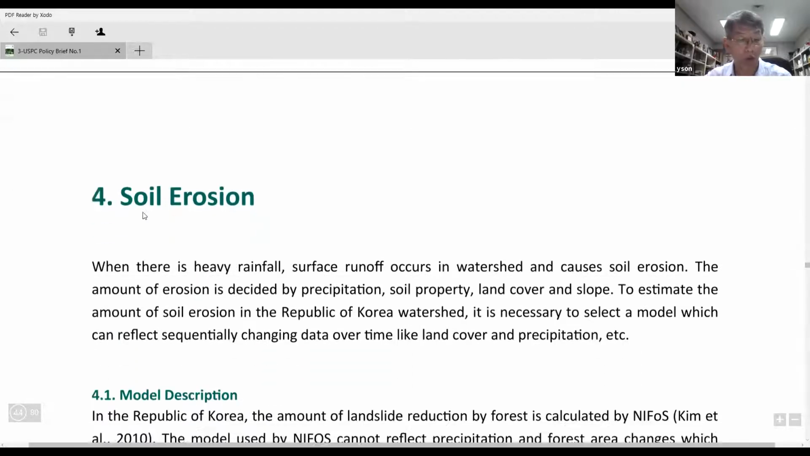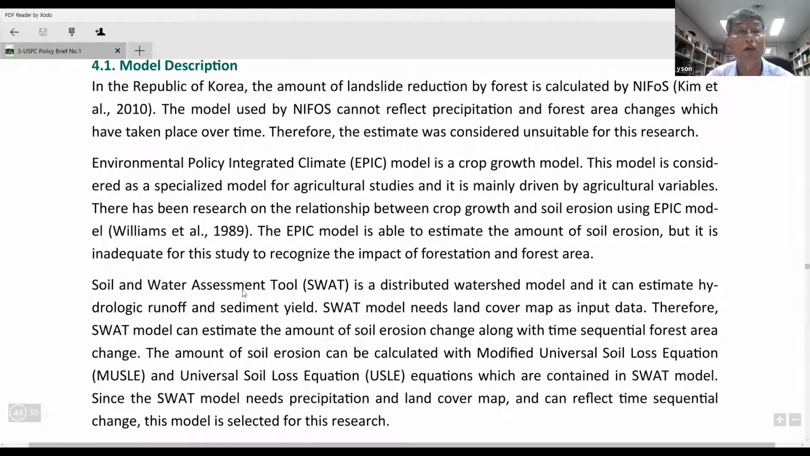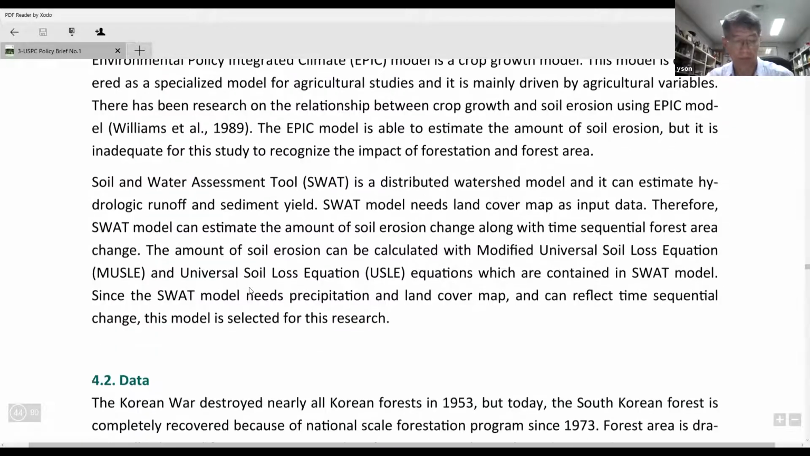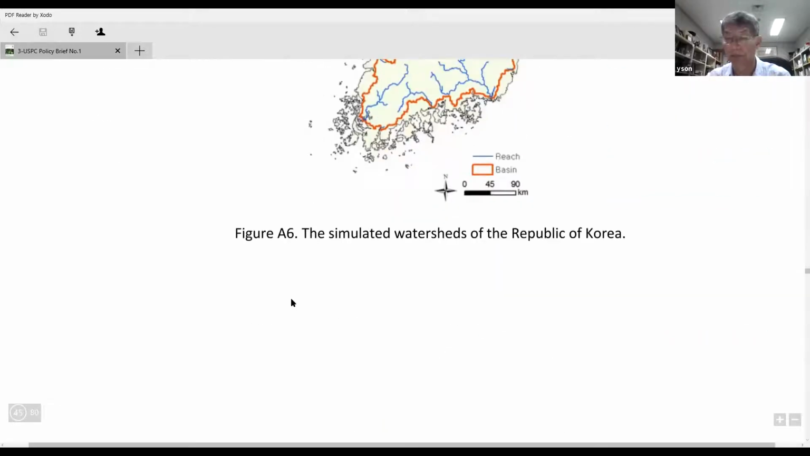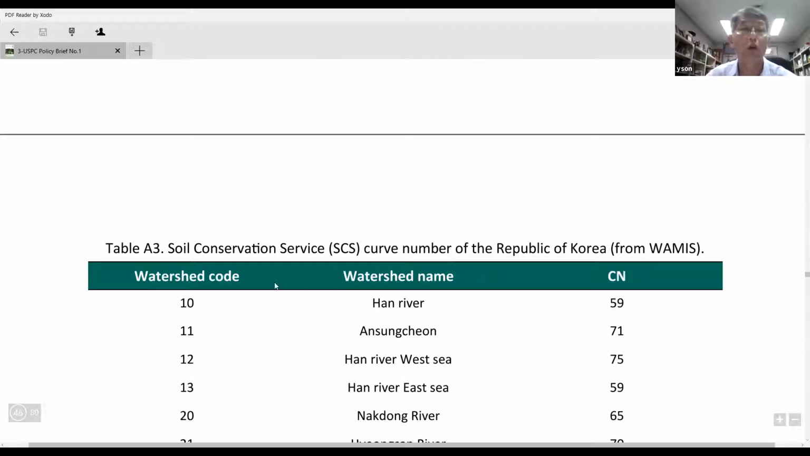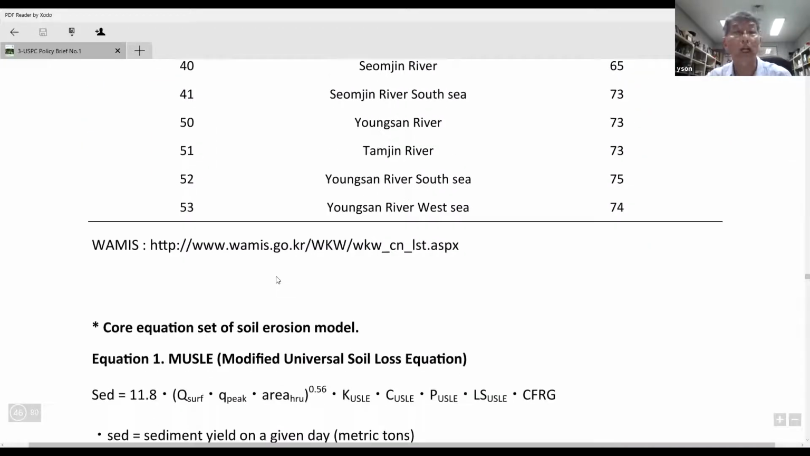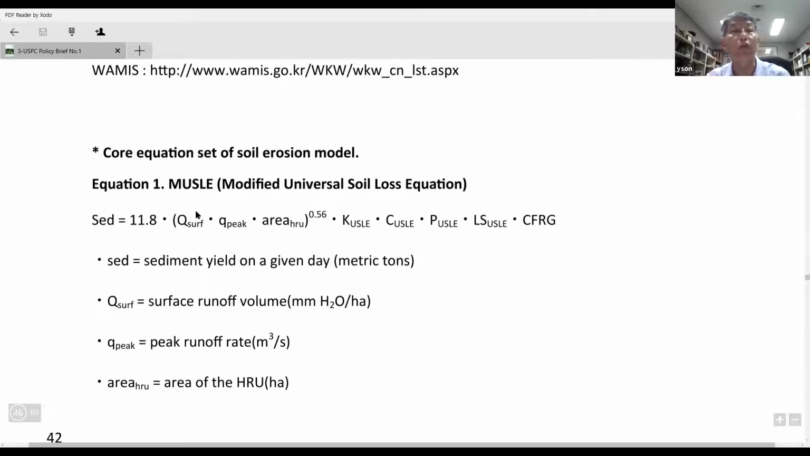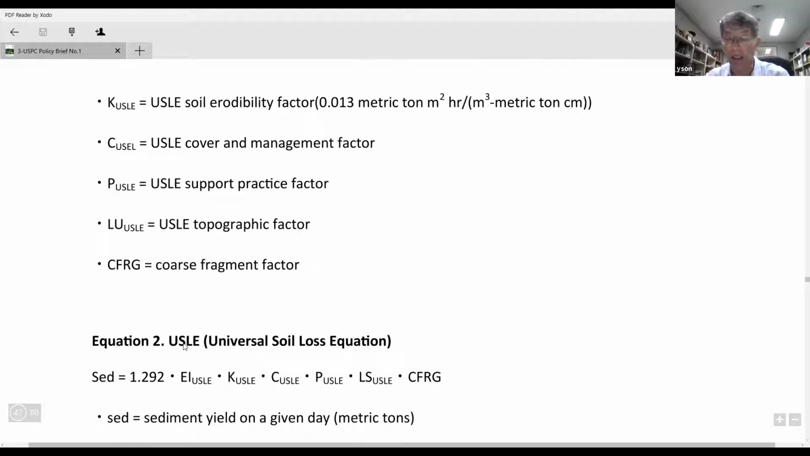And soil erosion. For soil erosion, we use the SWAT model, the Soil and Water Assessment Tool model. And how we manipulate the data, and we show the watershed and code number and calculation of soil erosion using MUSLE or USLE. Okay, these are the equations to simulate soil erosion, soil loss.